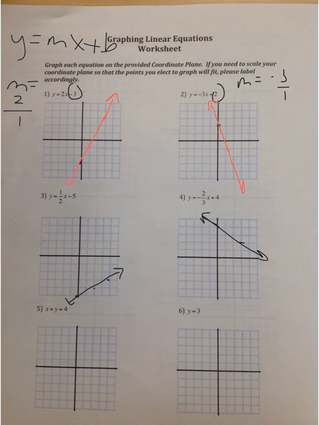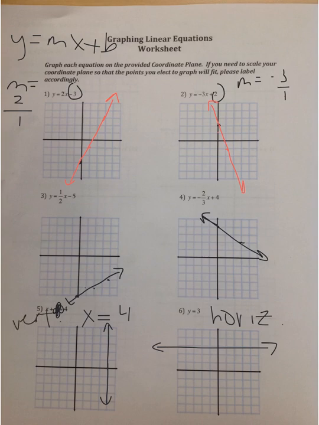Y equals 3. You know what I'm going to do with 5? I'm going to make this an x equals 4. X equals 4. If you remember, vertical line, 1, 2, 3, 4, right here. And y equals 3, 1, 2, 3, horizontal line, right at y equals 3. This is a horizontal line, and that's a vertical line. You will see how both of these sheets will relate to what we're going to start in class on Friday or Thursday.